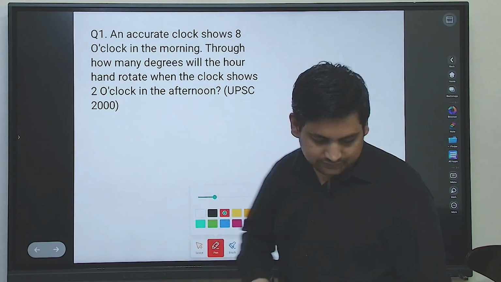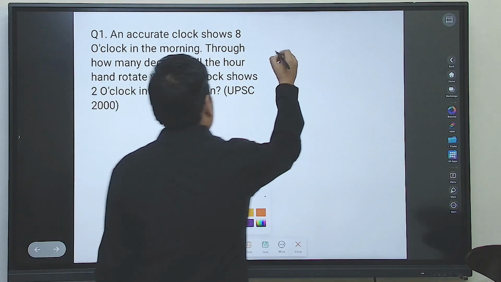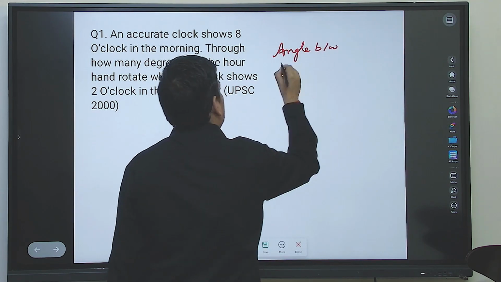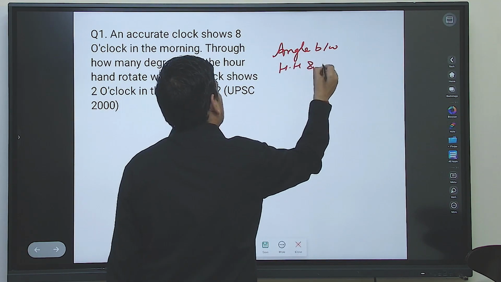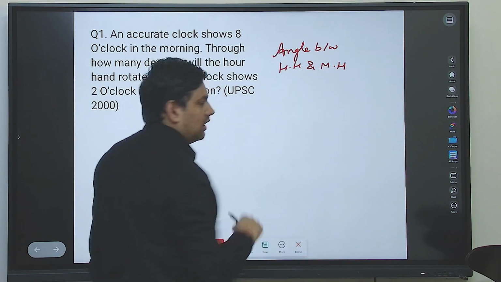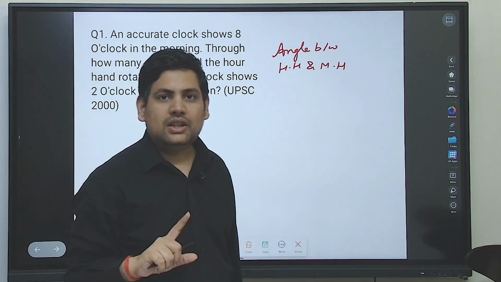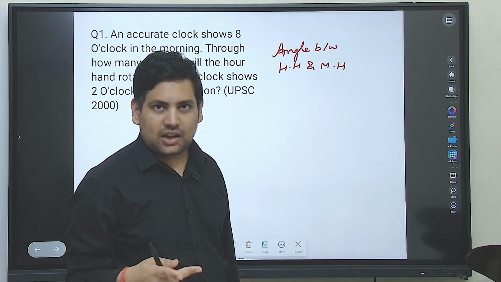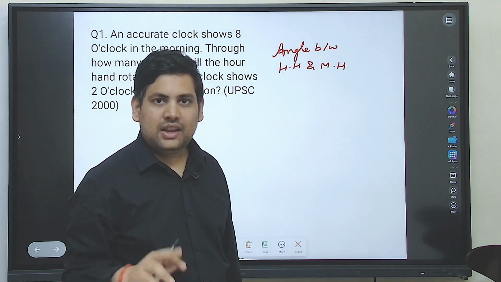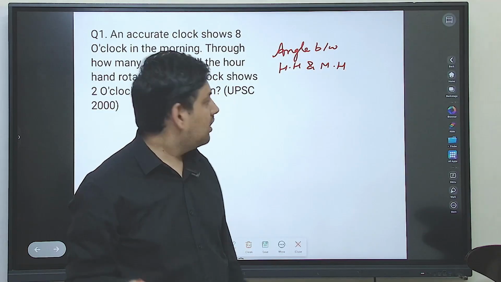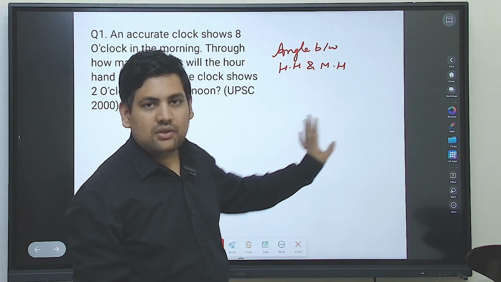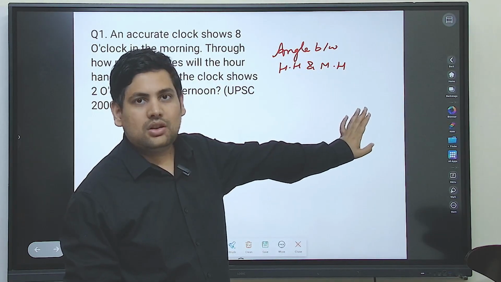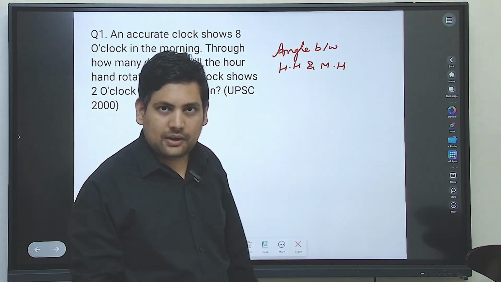This is the angle between the hour hand and the minute hand. Anytime they will ask you for the angle between the minute hand and the hour hand. Sometimes they may tell you the angle and then ask you what the exact time in the clock is, just by giving you the angle.